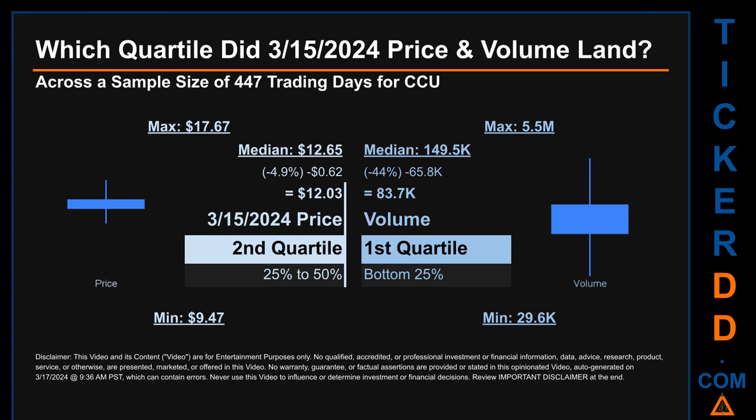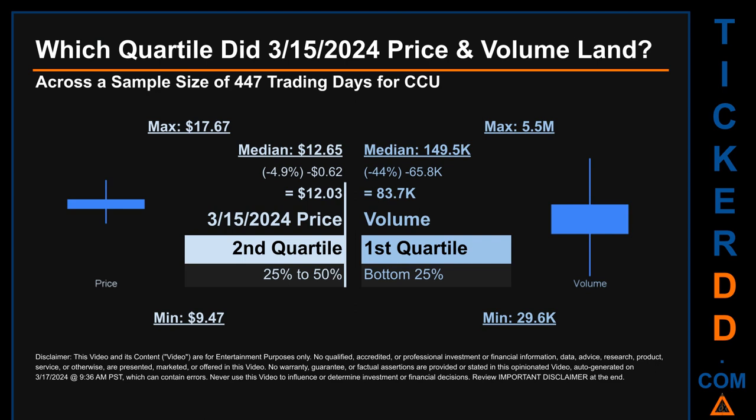The day's volume landed within the first quartile, at the bottom 25% of all sampled daily volume, which saw a max daily volume of 5.5 million and a minimum of 29.6 thousand. Quartiles tell us about the spread of a data set by breaking that data set into quarters, just like how the median breaks the set into half.